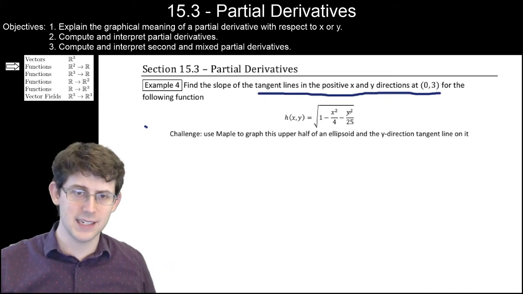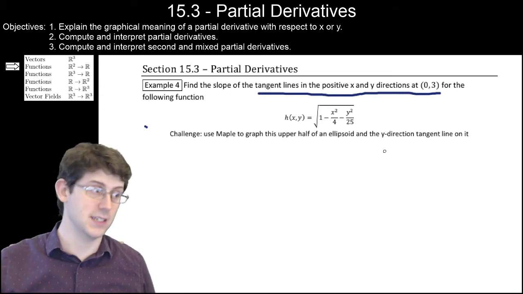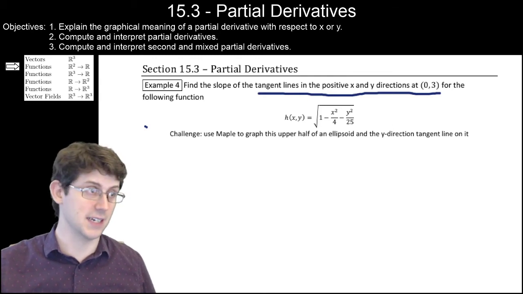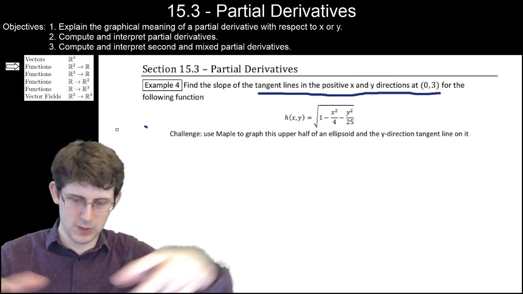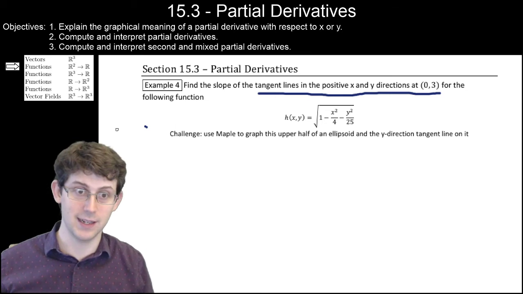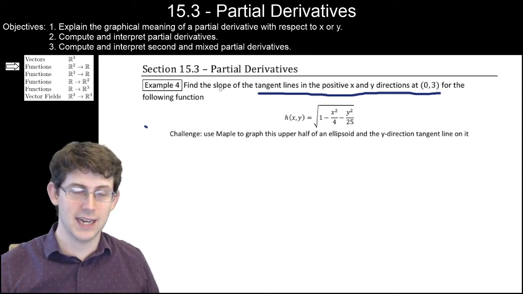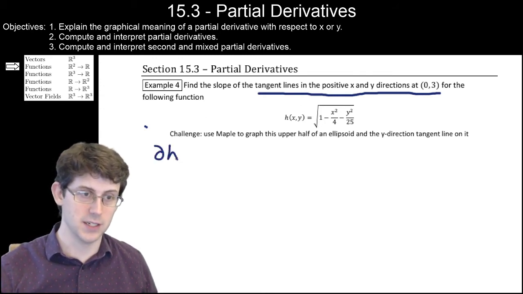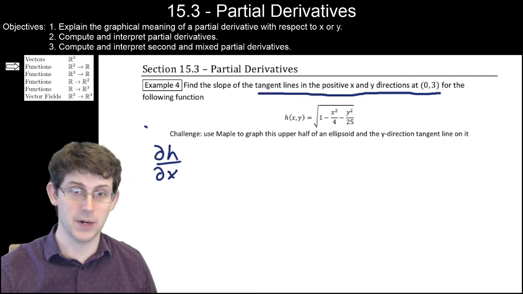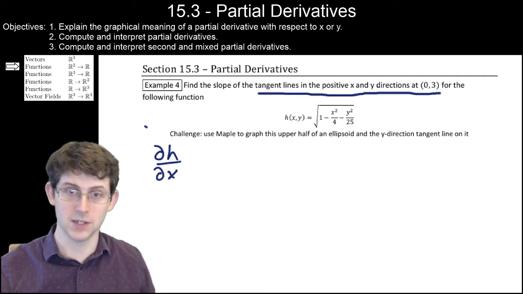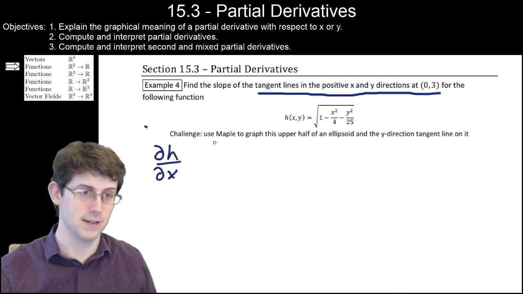But then the x's and y's are scaled differently. So instead of this being the top half of a sphere, this is actually the top half of a stretched out sphere. It's called an ellipsoid. This question asks for some slopes in different directions. Those are the partial derivatives. So the first question is asking you for partial h, partial x. And the second question is asking for partial h, partial y at 0, 3.